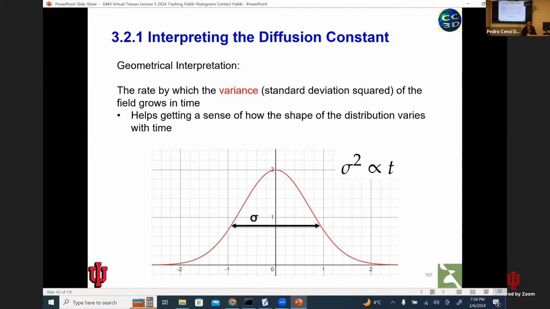Okay, so it's not ballistic. It's not growing linearly, it's growing like this and slowing down. Because if you invert it, the standard deviation goes with the square root of time. So as time goes on, it spreads slower and slower and slower.